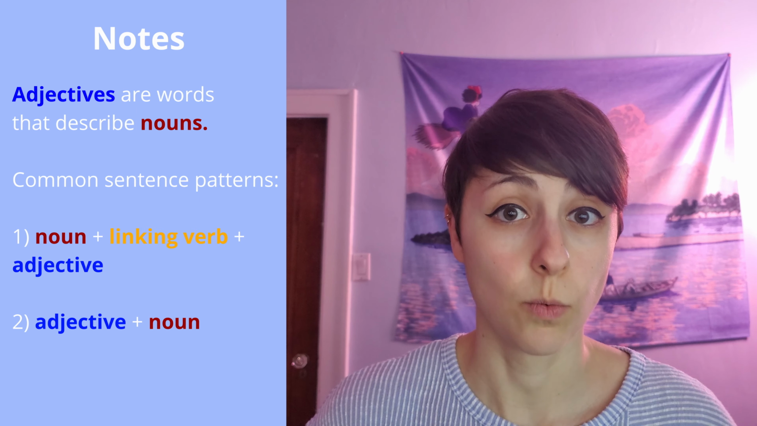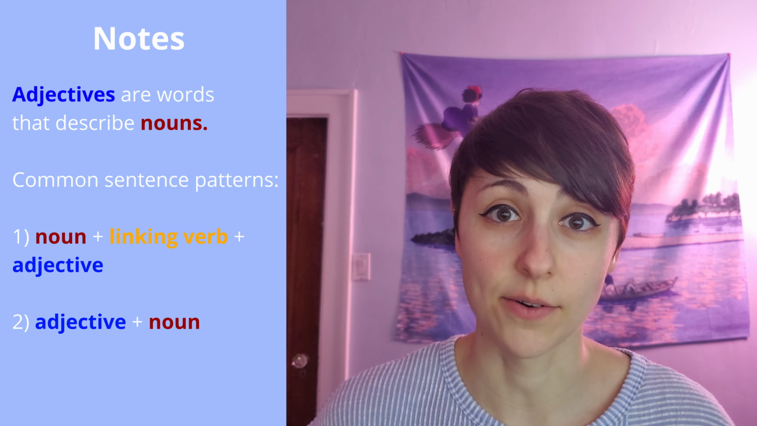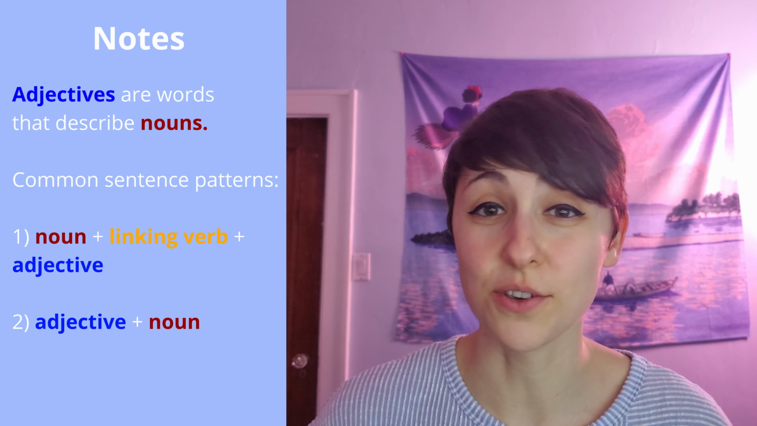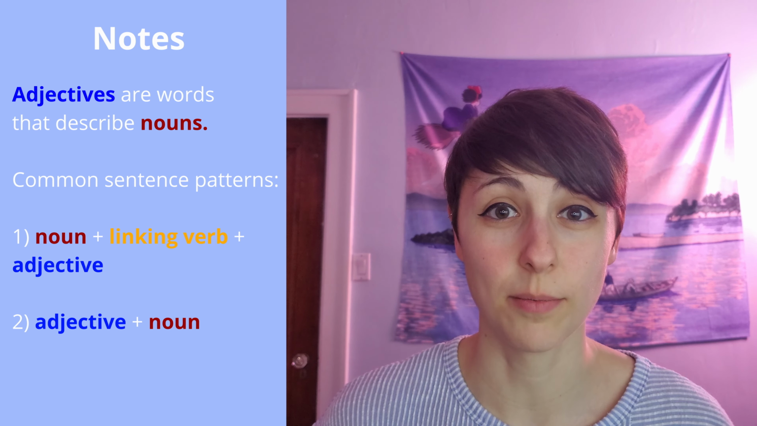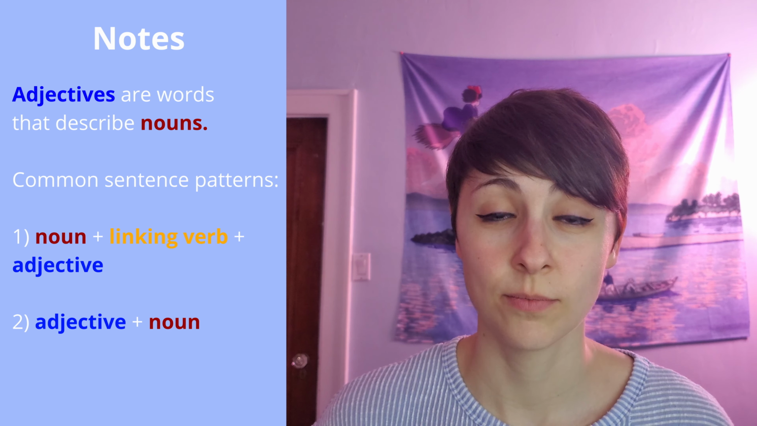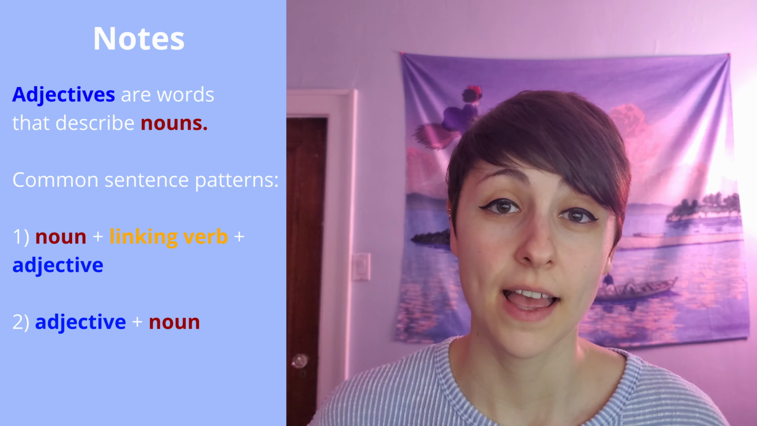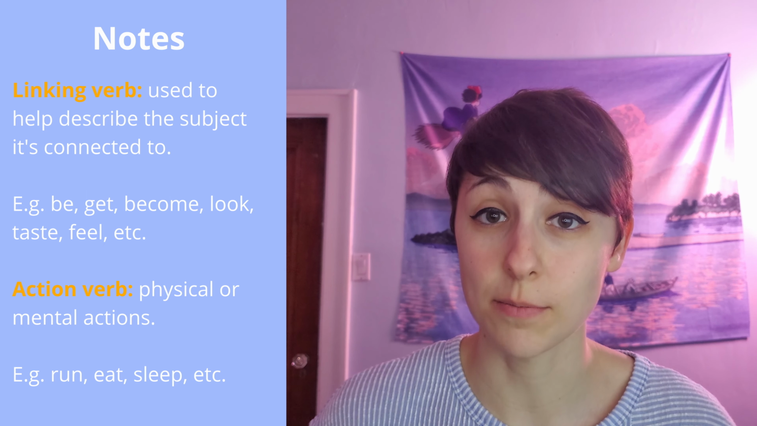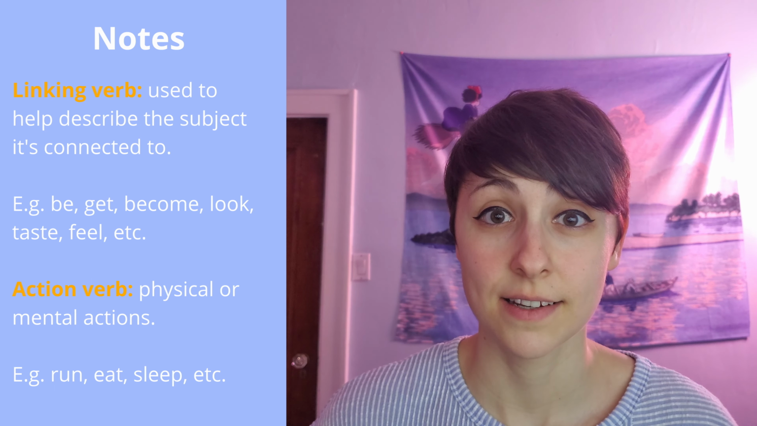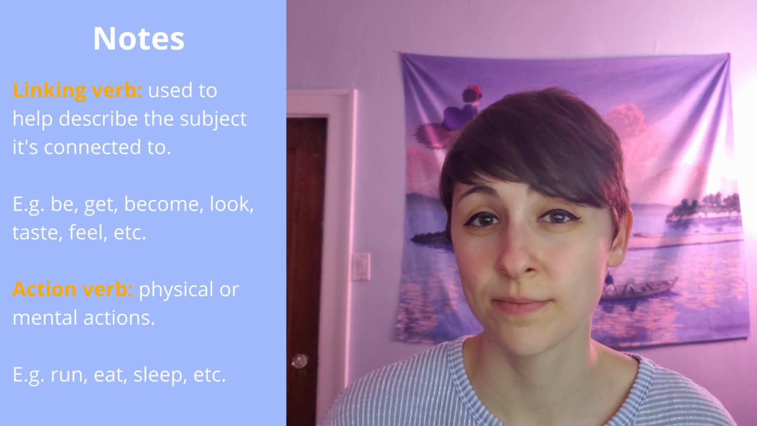Adjectives are words that describe nouns. Sentences with adjectives are usually formed like this: noun, linking verb, and adjective, or adjective and noun. A linking verb is a type of verb that's used to describe the subject it's connected to. These include verbs like be, get, become, look, taste, feel, and so on.